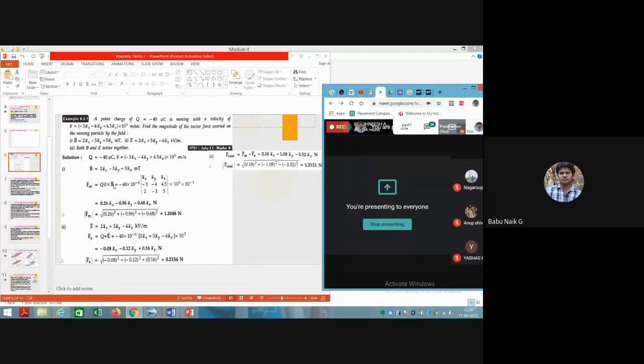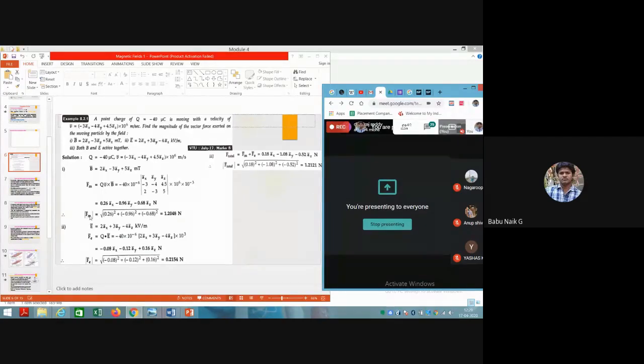And the second row is the magnetic field B, with x, y and z components, and since it is given in milli Tesla, it is 10 to the power of minus 3. After taking the determinant completely and multiplying all the constants, you get the force in the magnetic field as 0.26 a_x minus 0.96 a_y plus 0.68 a_z Newton in the magnetostatic field.